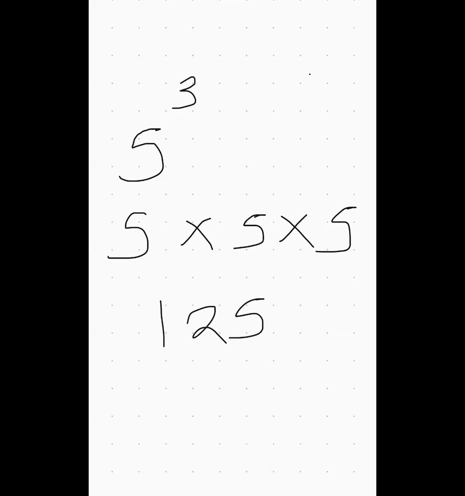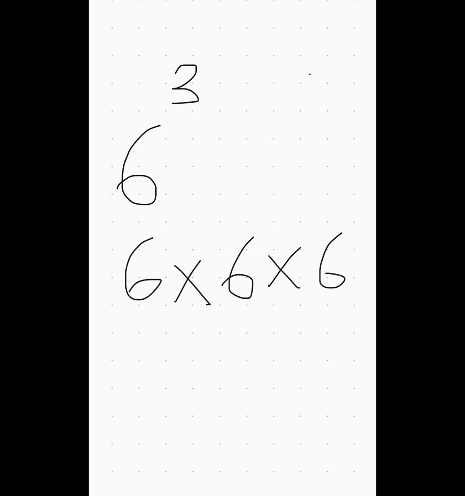Let's try the last example that we had. So we had 6 cubed. To find the cube of 6, we simply multiply 6 by itself 3 times. So 6 times 6 times 6. 6 times 6, we get 36. And 36 times 6, we will get 216. And that is the cube of 6.